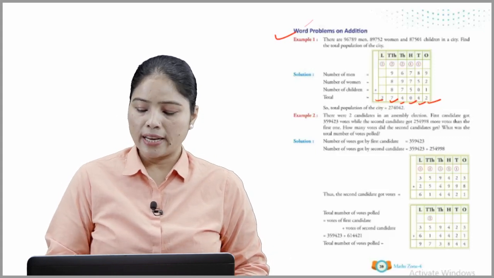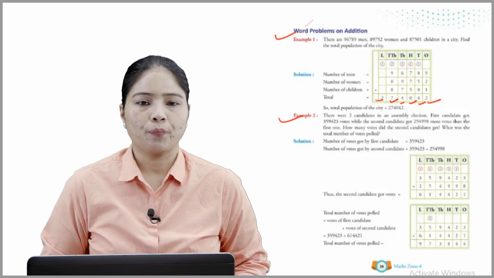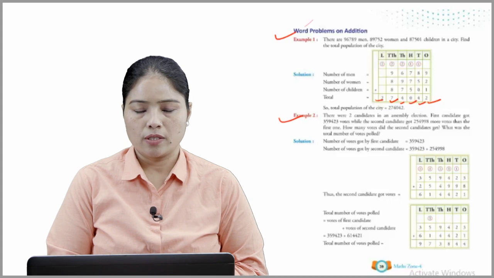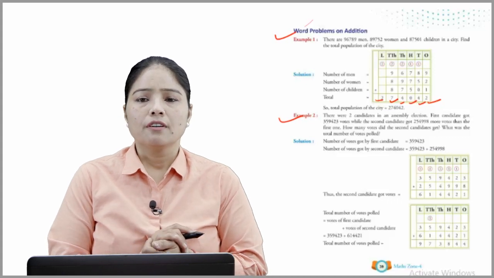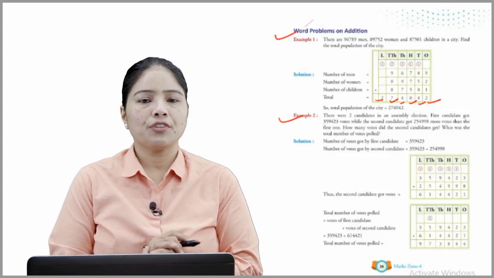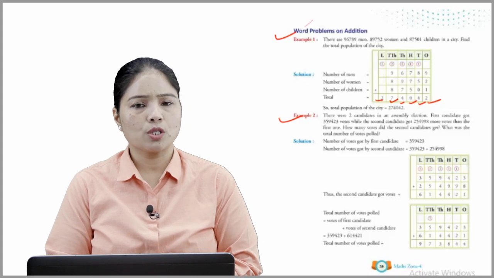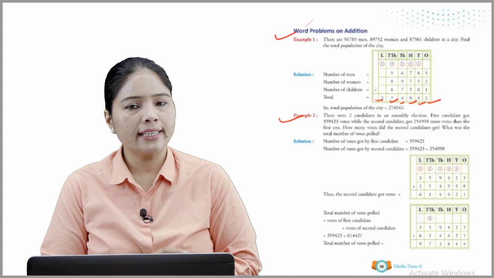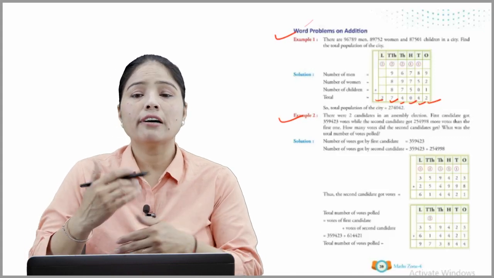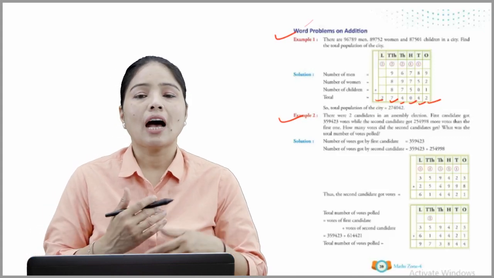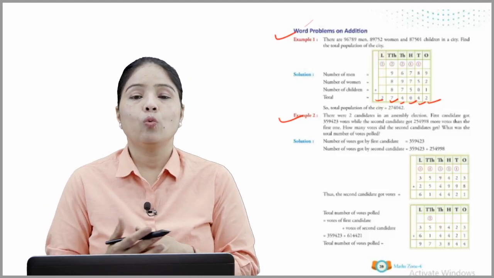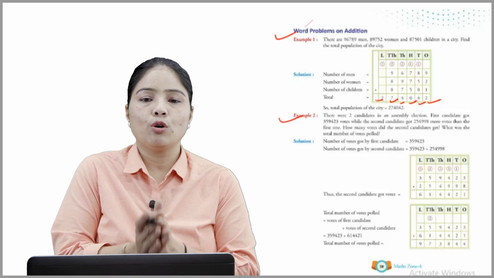So now move on to example number 2. There were two candidates in an assembly election. First candidate got 359423 votes, while the second candidate got 254998 more votes than the first one. Okay, how many votes did the second candidate get? What was the total number of votes polled?